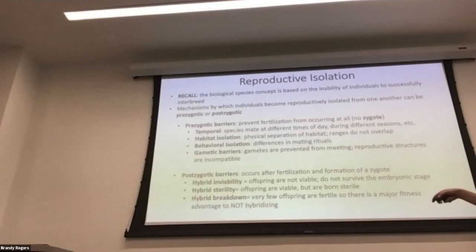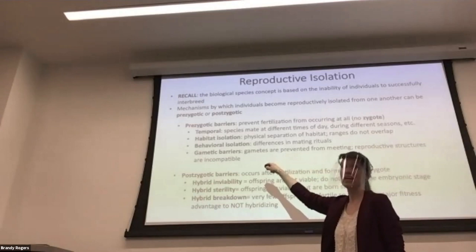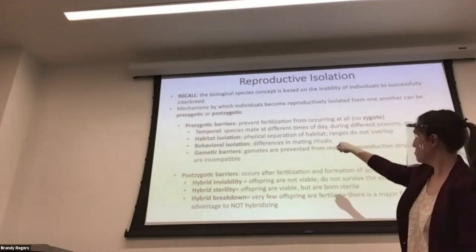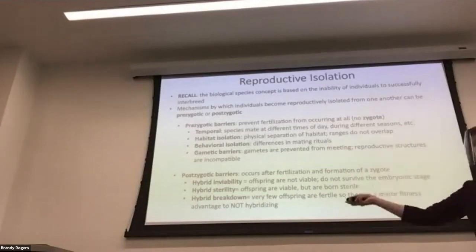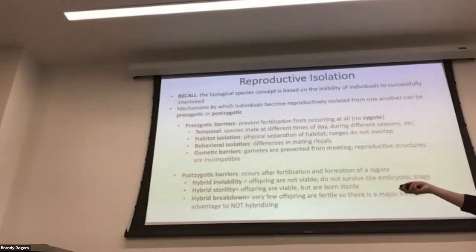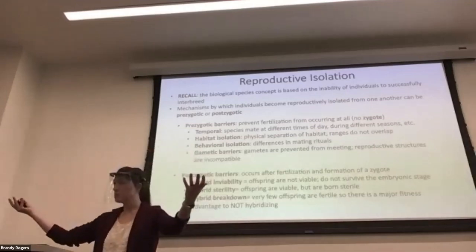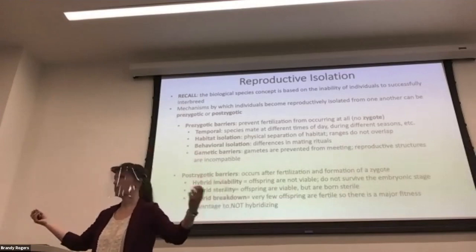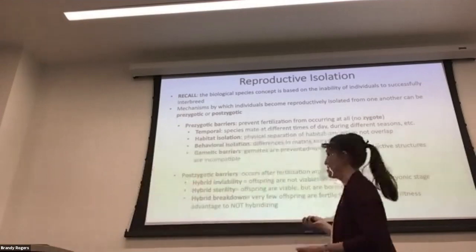So pre-zygotic barriers, again, this is terminology. Temporal, you guys know that term? It just means time. It has to do with timing. So temporal isolation would be that species mate at different times of the day or different times of the year. Different seasons, nocturnal versus diurnal, things like that. The timing is just wrong, right? So if you've got a nocturnal species and a diurnal species, do they come in contact with one another to mate? No, because one's awake at night and one's awake in the day. It's as easy as that. That's what temporal isolation is.